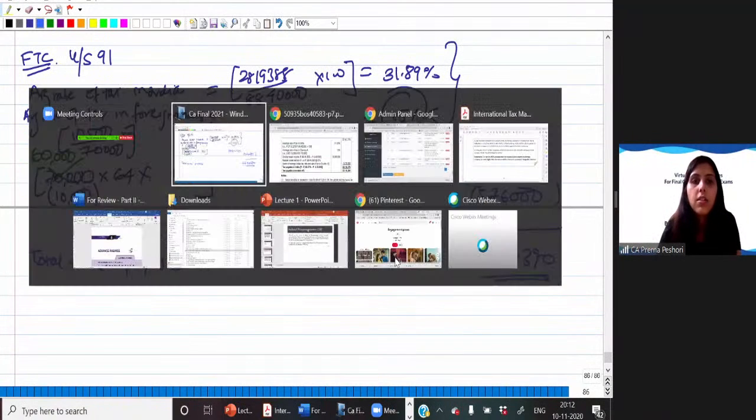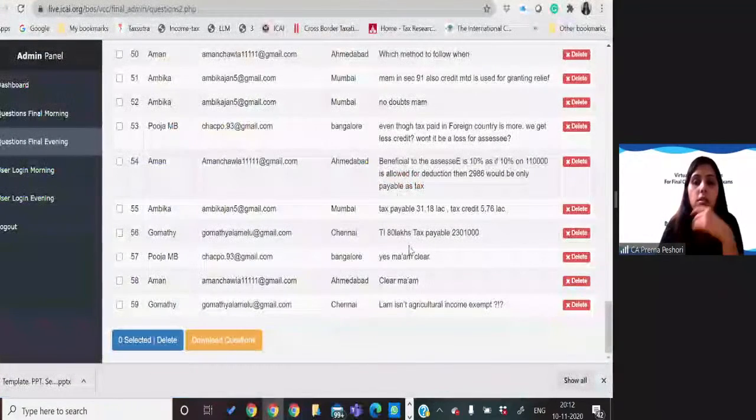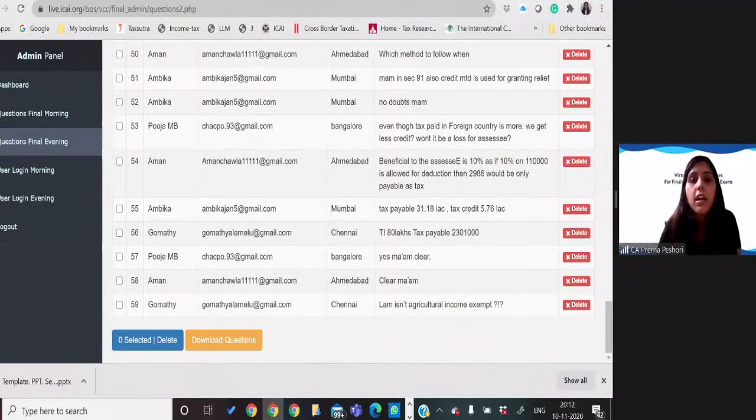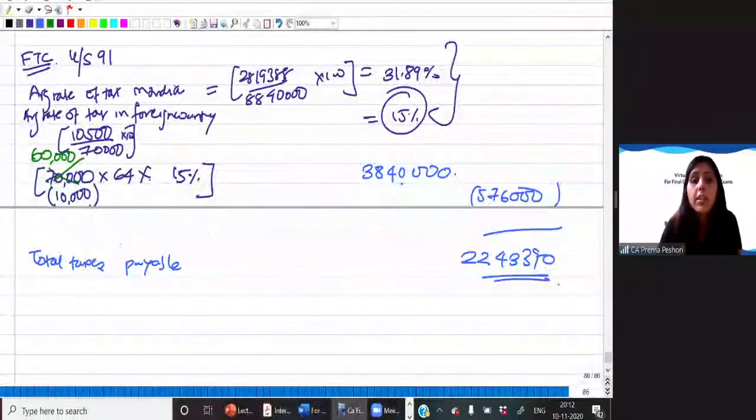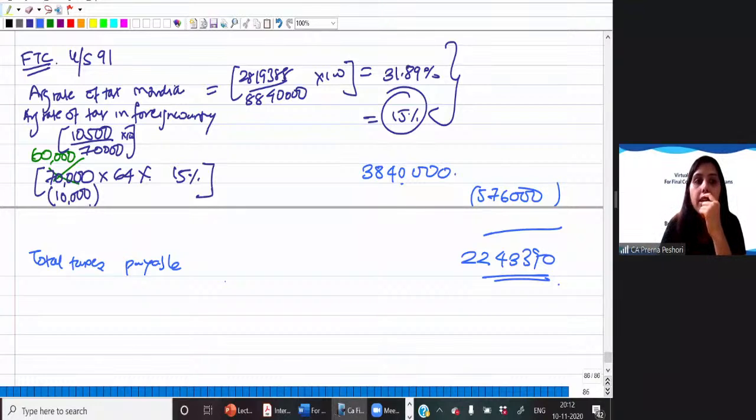Is it clear? Any doubt? Gomati, agricultural income is not exempt outside India. It is exempt in India. Are you clear, Gomati? Agricultural income is exempt in India if it is Indian agricultural income. Clear, Gomati? Any doubt with respect to this sum?